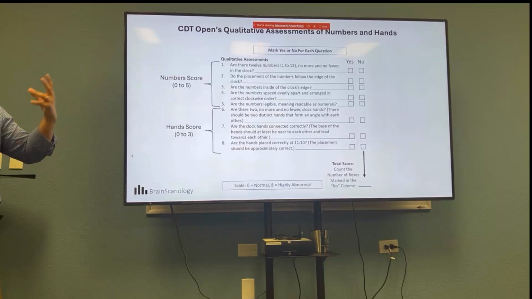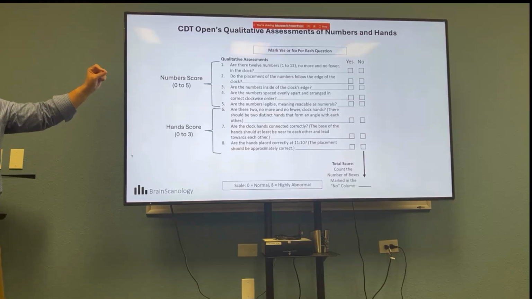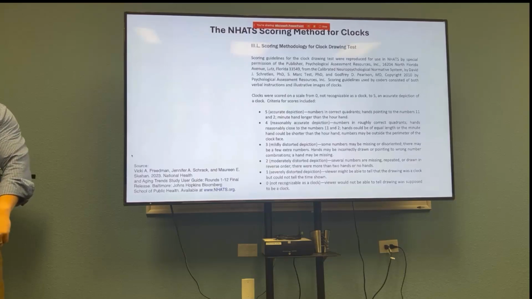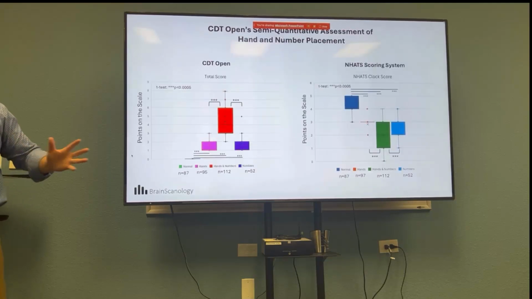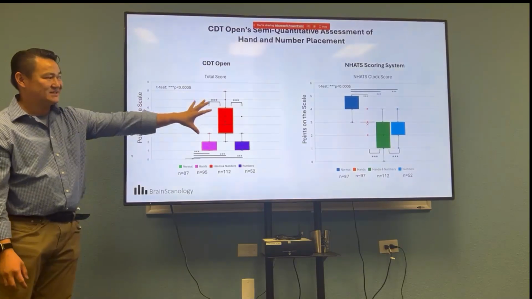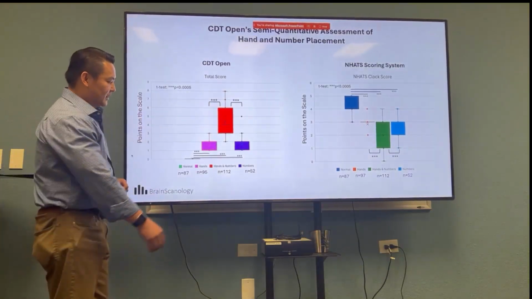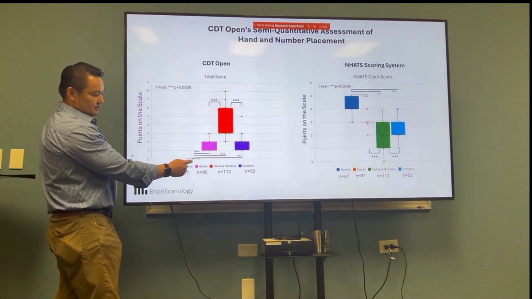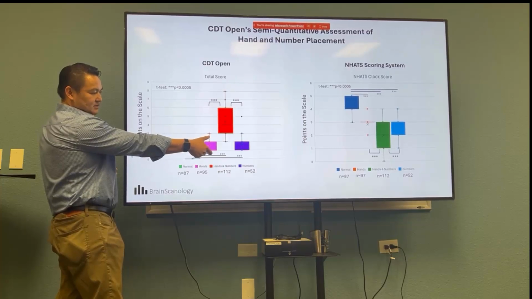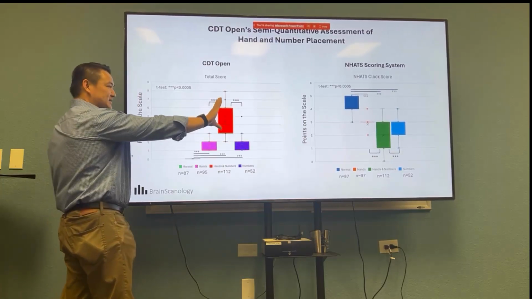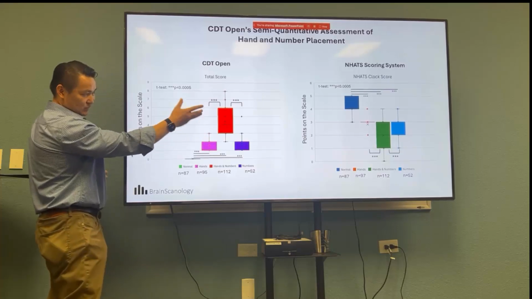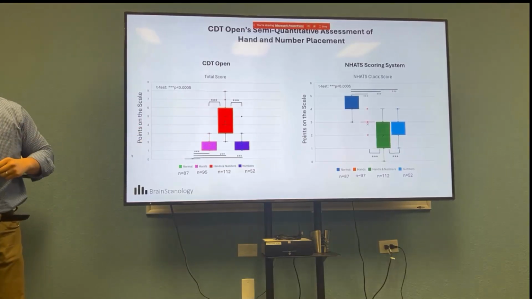For now, it's a human who goes through and checks it and says yes, no, yes, no. They have their own scoring method, and this just shows that our scoring method is more precise than theirs. Theirs is more subjective. We're better able to separate normal people from people who have only drawn weird hands, weird numbers, or weird hands and numbers. This is just to show separation, that we can separate it better than their method can.